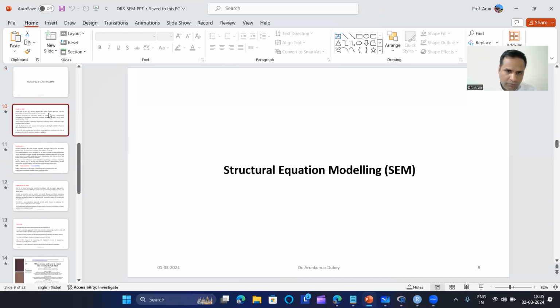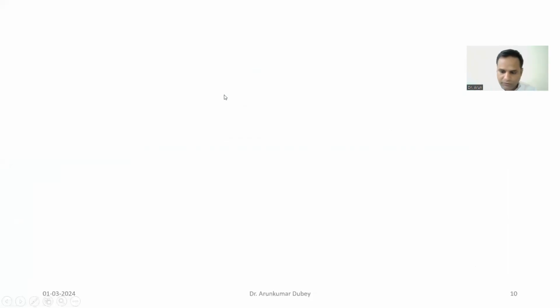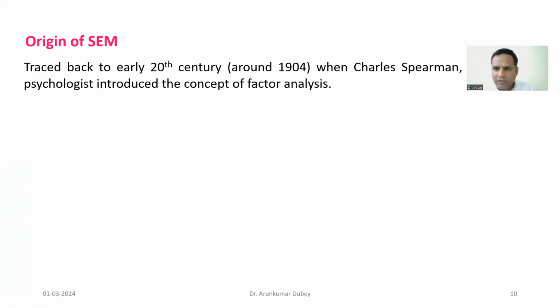Okay. Again, let me go to the slideshow. Yesterday we were discussing how SEM came into the picture. The origin of SEM goes back to 1904, when a technique called factor analysis was designed in order to check the underlying factor structure among the measured variables. Charles Spearman is credited for bringing out factor analysis, and factor analysis is very popular in social science research.